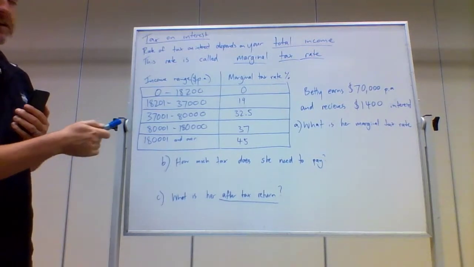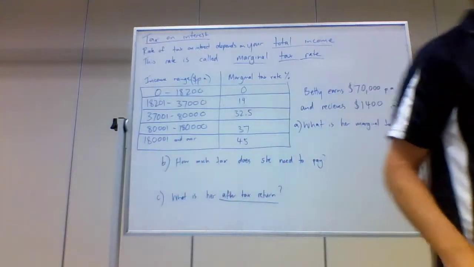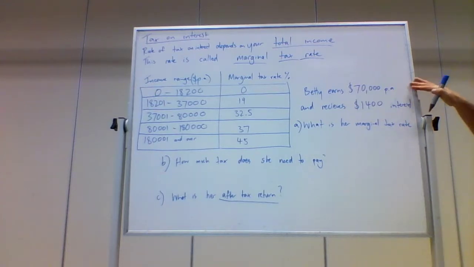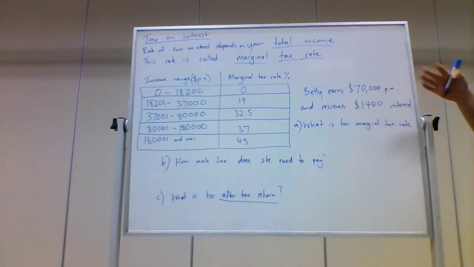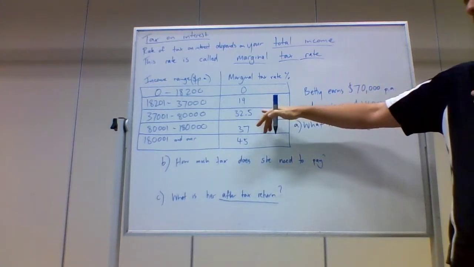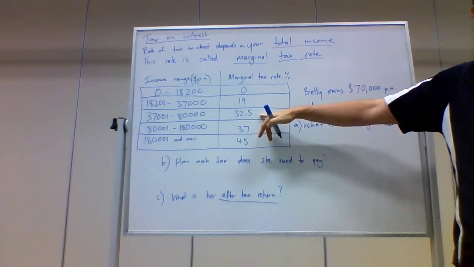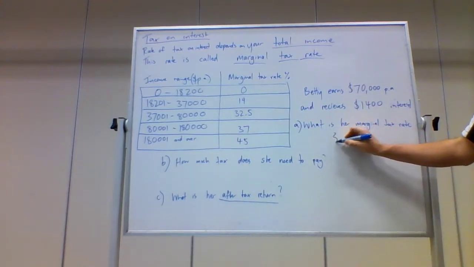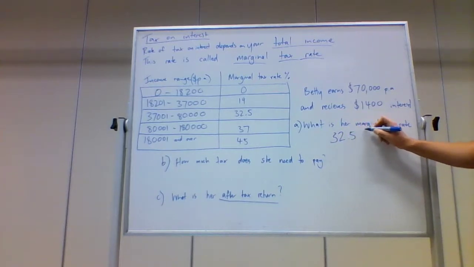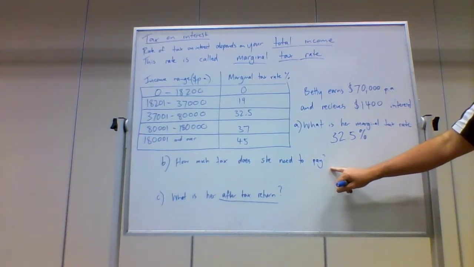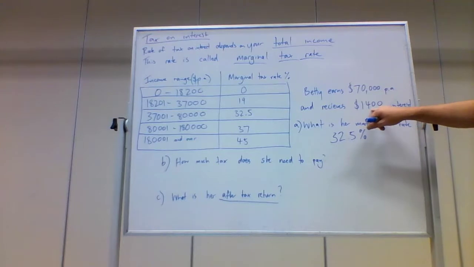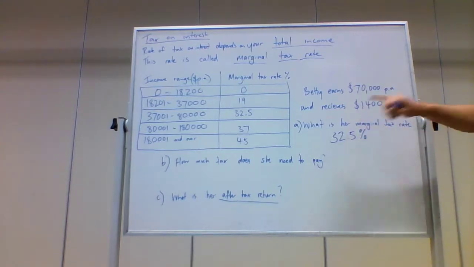So I've got an example here with someone called Betty, and Betty earns $70,000 per annum, and she receives $1,400 interest on some sort of investment she's got. So you look at the table, and she will have to pay 32.5%. So her marginal tax rate is 32.5%. How much tax does she need to pay? We look at her rate and how much interest she's earned, and we multiply them together.